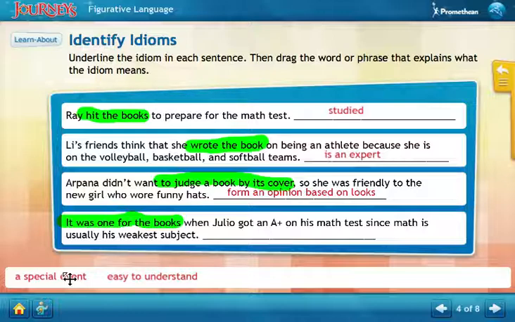It was one for the books when Julio got an A+ on his math test, since math is usually his weakest subject. Okay, this one means a special event. You would think it would mean easy to understand because he did well on his math test, but it wasn't easy for him. But it was so special that he got an A+ that it should be written in a book. That's kind of what that idiom means. Okay.